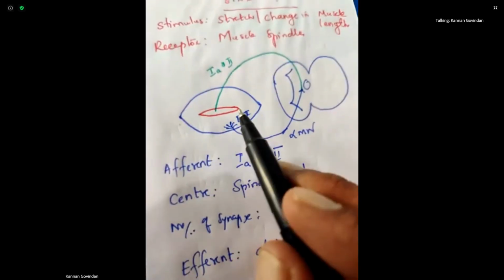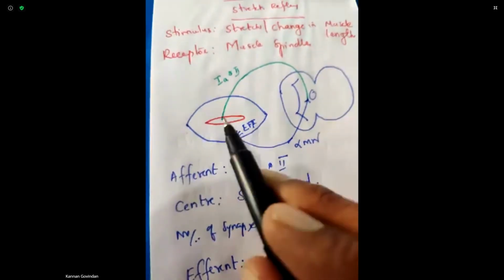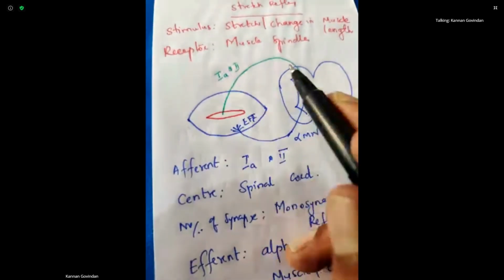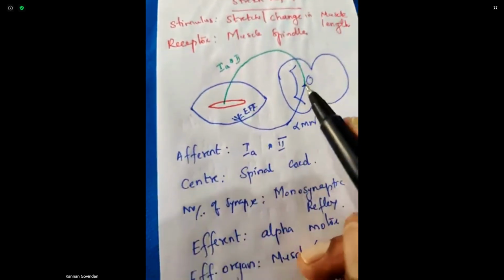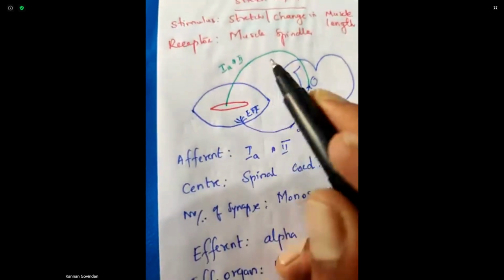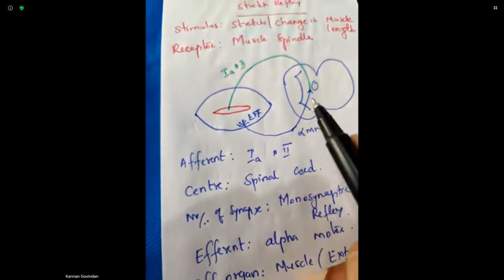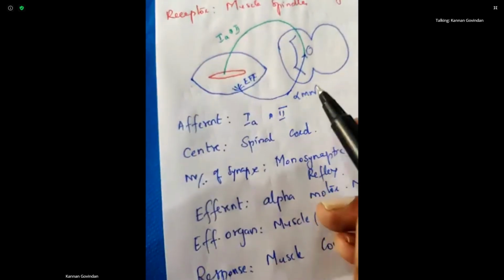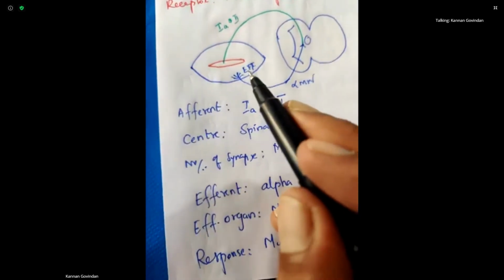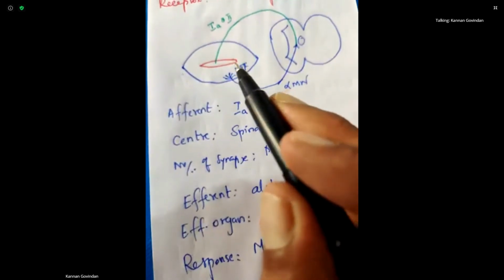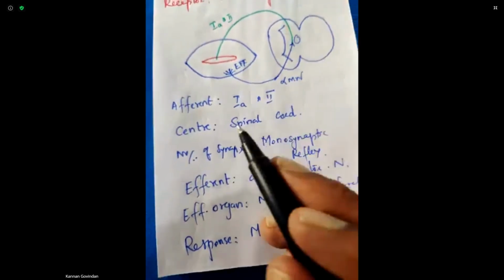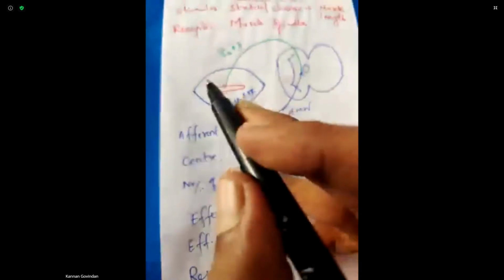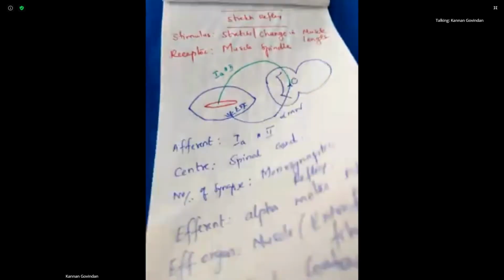So stretching the muscle spindle activates type 1A and type 2 afferents. The impulse goes to spinal cord. So there is a direct synapse between afferent and efferent. So it is a monosynaptic reflex. The efferent is an alpha motor neuron which comes and ends in extrafusal fibers. The extrafusal fibers are contractile fibers. So the effector organ is again skeletal muscle with extrafusal fibers. The response is muscle contraction.